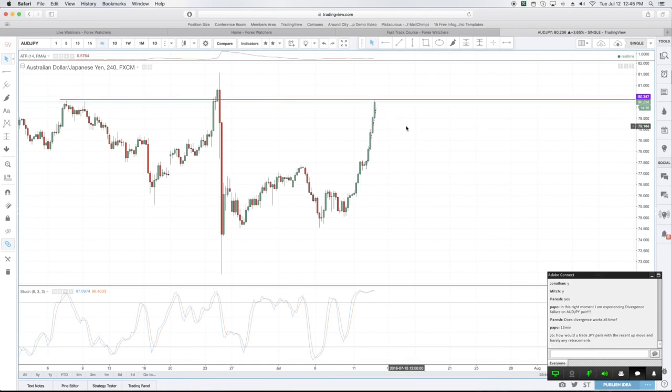All right, so Joe, how would you trade Japanese yen pairs with a recent up move and barely any retracement? Well, we'll get into that. Tej, Naveen, would it be possible to darken the indicator color? It's very light with the white background. Okay, sure.